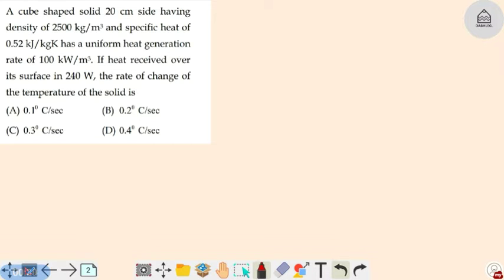This is the first question. A cube shaped solid 20 cm side having density of 2500 kg per meter cube and specific heat of 0.52 kilojoule per kg Kelvin has a uniform heat generation rate of 100 kilowatt per meter cube. If heat received over its surface is 240 watt, find the rate of change of the temperature of the solid. Okay, so this is a question of conservation of energy.